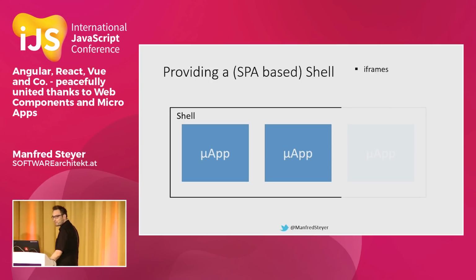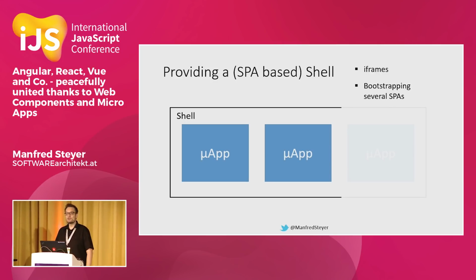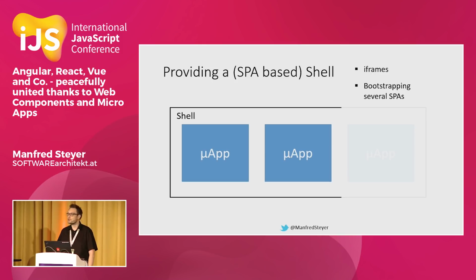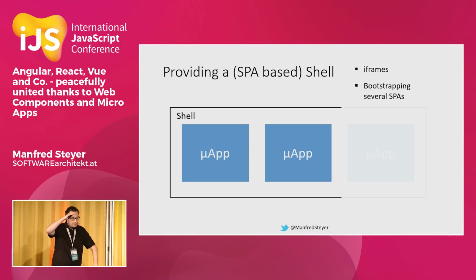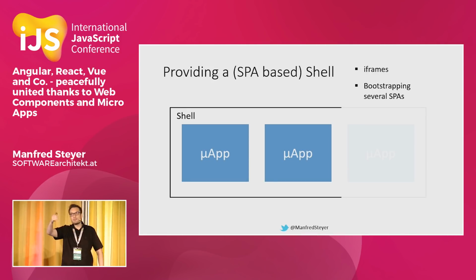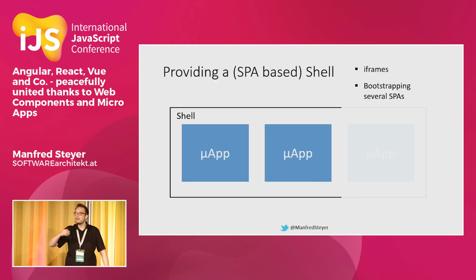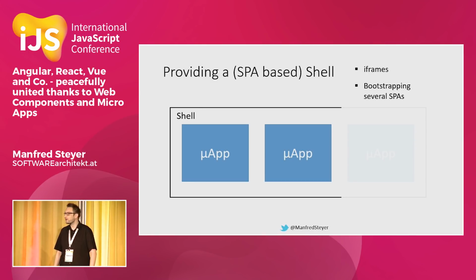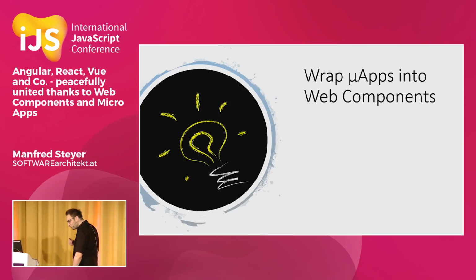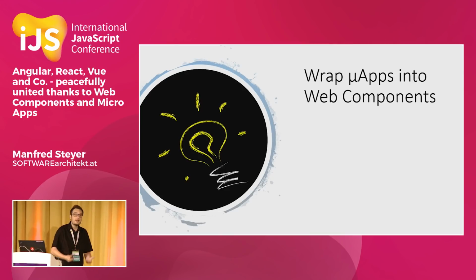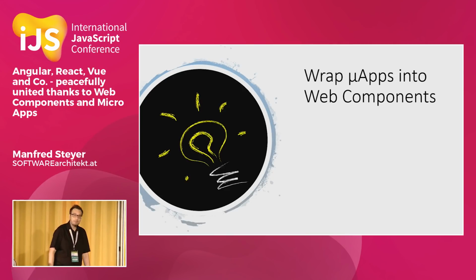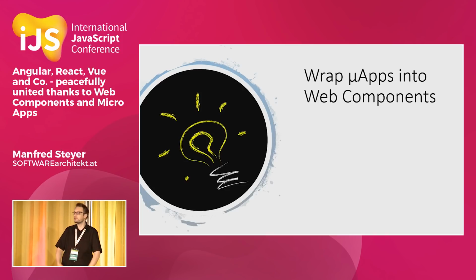Another solution for providing a shell is just bootstrapping several single-page applications. For instance, you would have one index HTML, and there you would bootstrap an Angular application, a React application, and a Vue application, perhaps just on demand by leveraging lazy loading. And when it comes to this, it would be a good idea to wrap those applications, those micro apps, into web components, because web components also give you two advantages here.